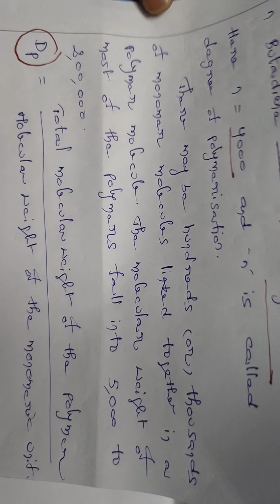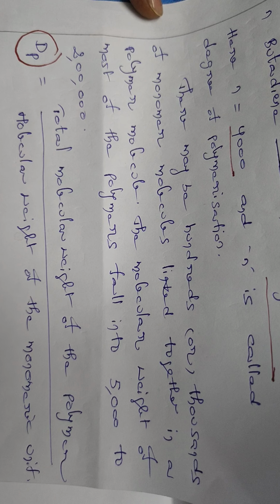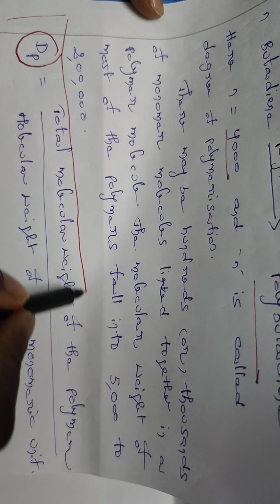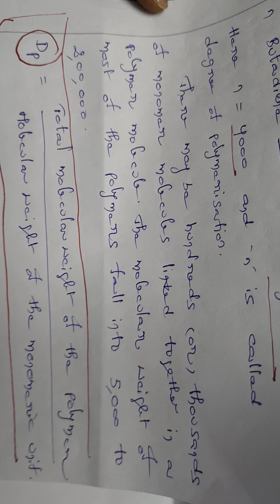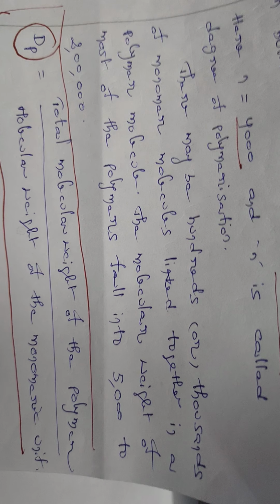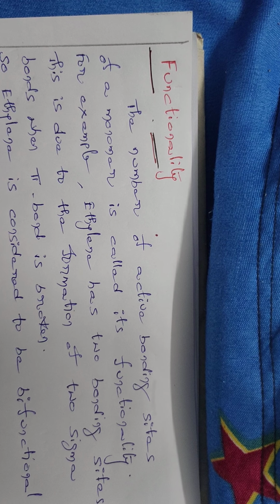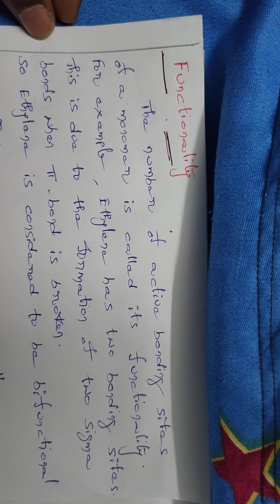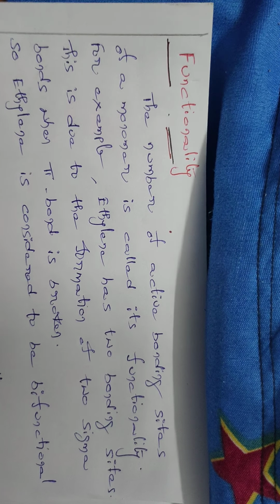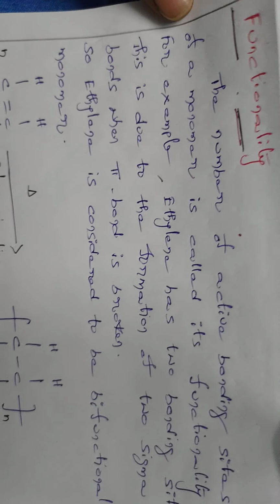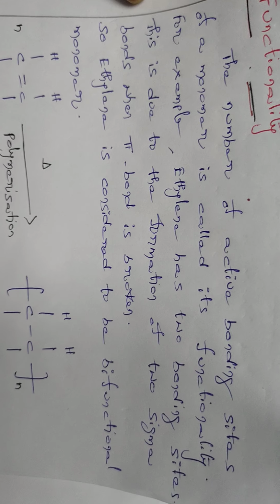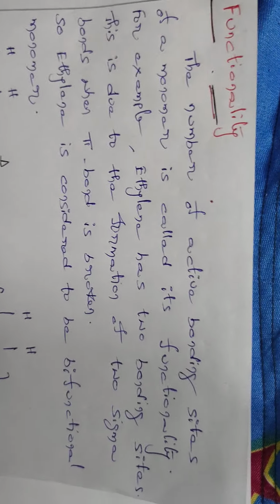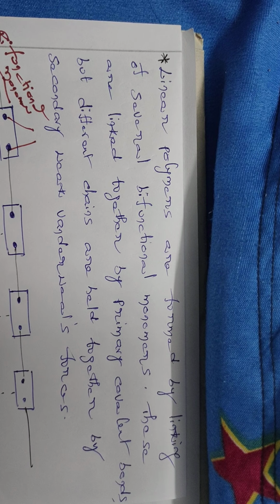This is the formula for finding degree of polymerization, DP. DP equal to total molecular weight of the polymer divided by molecular weight of the monomeric unit. Then functionality, the definition of functionality. Then how linear polymers are formed by bifunctional monomers.